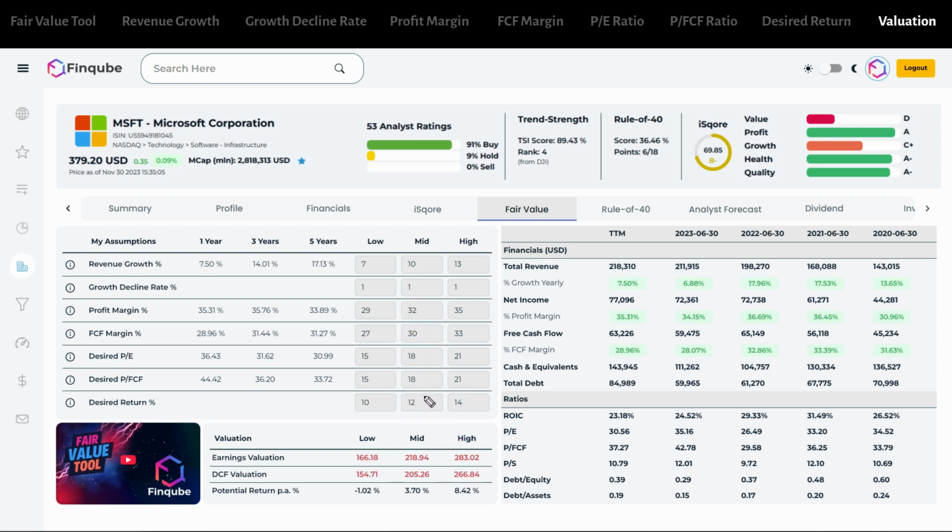Very simple. And that's why I love this tool. It's very easy to use, it's very easy to understand. Different scenarios in the low, mid, and high will end up in different fair value ranges in the low, mid, and high. And that's why I really hope you like this tool.